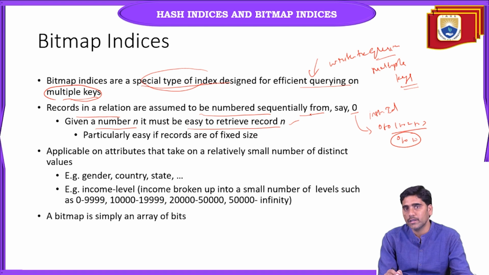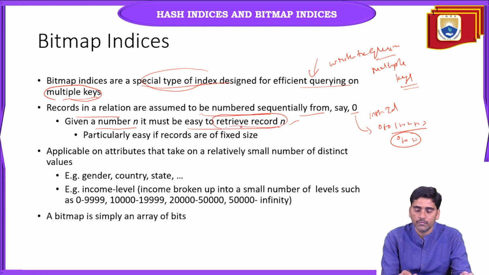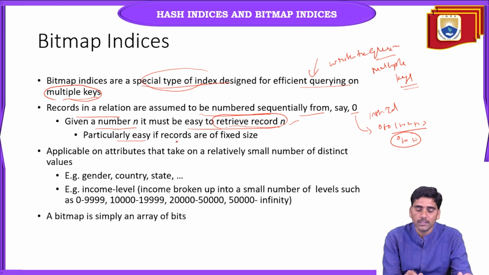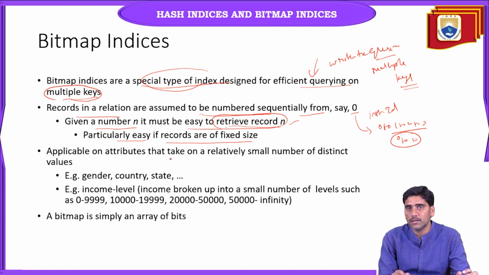Given any number of records and any number of search keys, it must be easy to retrieve a record. The number which you assign in the bucket must make it easy to retrieve that record, and this is particularly easy if the records are of fixed size. It is particularly easy for fixed-size buckets and fixed-size records, because fixed-size records will fetch a lot of values.